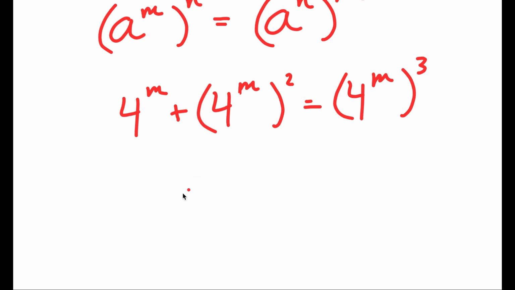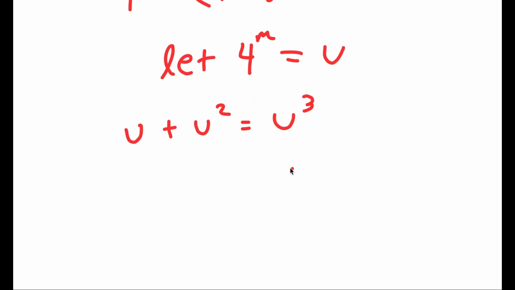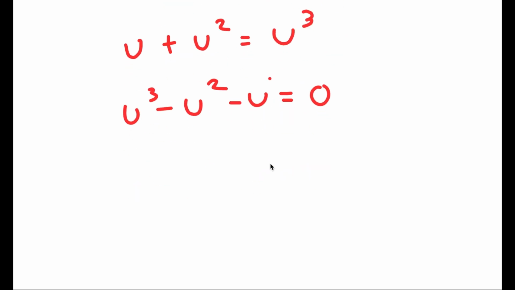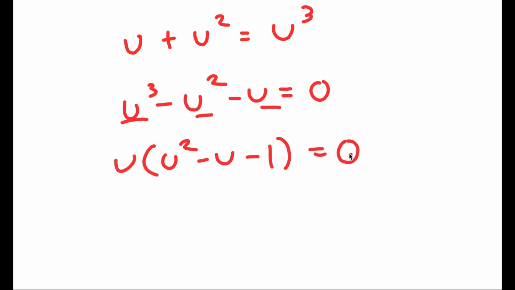Now I'm going to do another substitution. So I'm going to let 4 to the power of m equal to the variable u. So now if I substitute in u for 4 to the power of m, I get u plus u squared is equal to u to the power of 3. And this means that u to the power of 3 minus u squared minus u is equal to 0. So now from here, I can factor out u. So I get u times u squared minus u minus 1 is equal to 0.